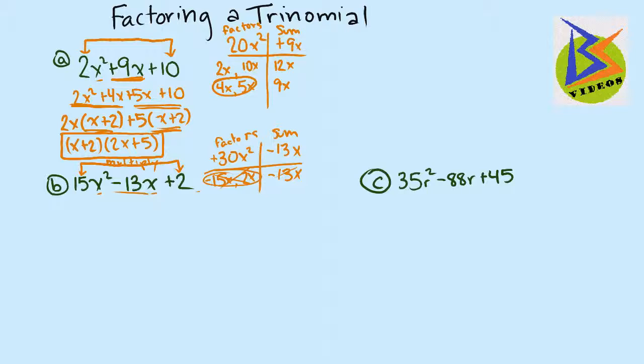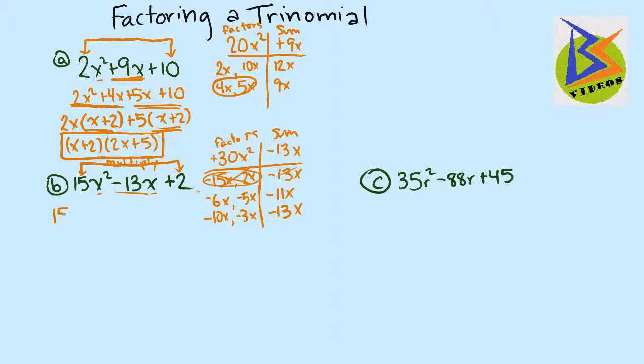Because when you multiply them together, you're not getting your positive 30x squared. So let's keep thinking. We could try 6x and 5x, and in that case they both have to be negative, because a negative times a negative is positive. But that only gives us negative 11x. So let's keep thinking. Oh, what about negative 10x and negative 3x? When we add those together, we get negative 13x, and when we multiply them, we get a positive 30x squared.